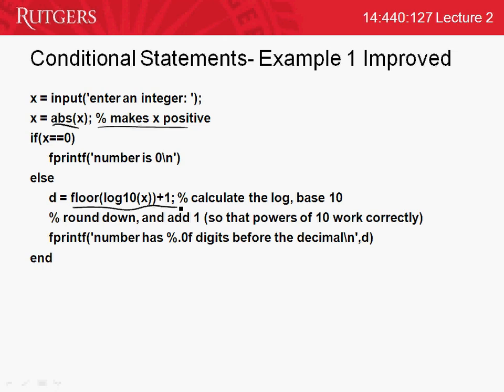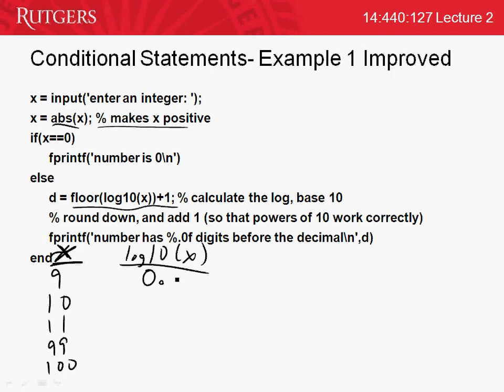So let's make a chart. Let's say we'll have the numbers 9, 10, 11, 99, 100. Notice for each of these what the log base 10 of those numbers will be. Log base 10 of 9 is going to be some decimal, maybe 0.9 something. We know it has to be less than 1 because the log base 10 of 10 is 1. So log base 10 of 9 has to be a little bit less than that.